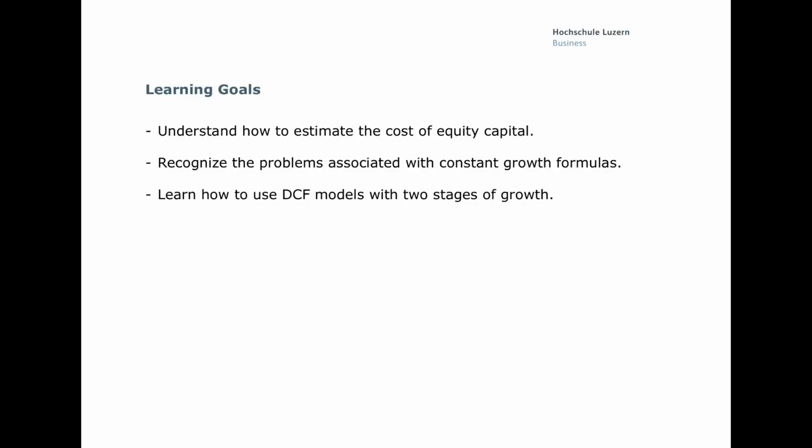Learning goals of this session are threefold. The first goal is to understand how to estimate the cost of equity capital modifying our well-known stock valuation formula. The second goal is to recognize the problems associated with constant growth formulas. Finally, we'll learn how to use discounted cash flow models with two stages of growth in order to mitigate these problems related to the use of constant growth formulas.